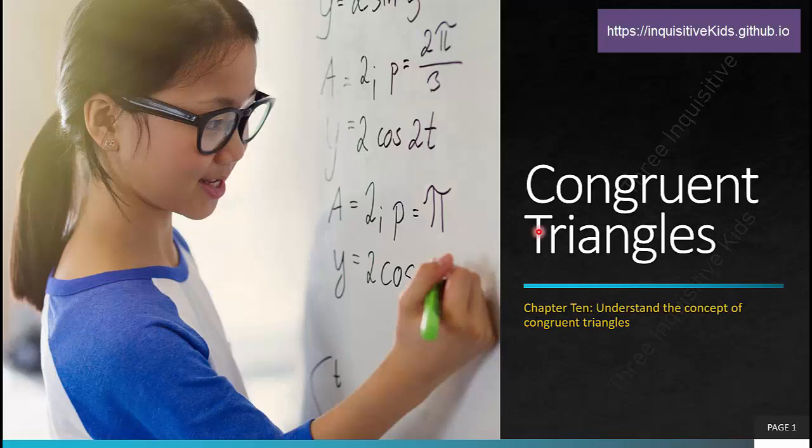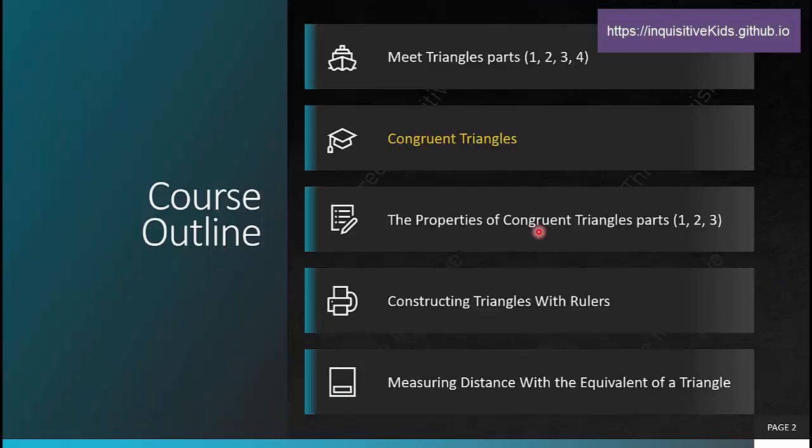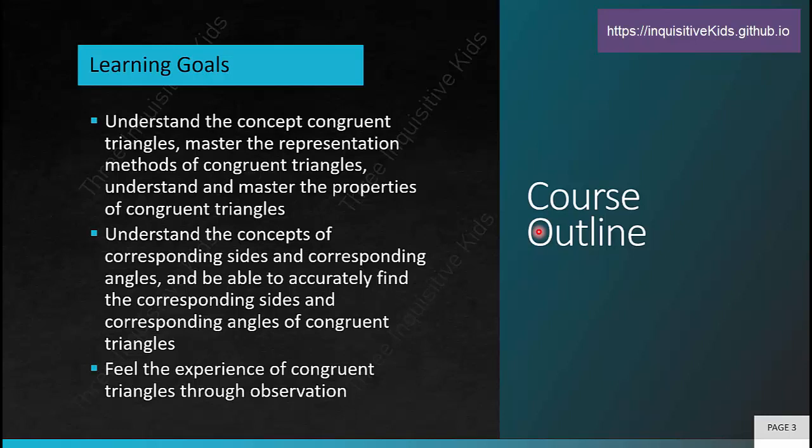So in this lesson, we are going to be learning all about congruent triangles. So, chapter 10, understand the concept of congruent triangles. This is lesson 2 following Meet Triangle parts 1, 2, 3, and 4. And the learning goals for today are to understand the concept of congruent triangles, master the representation methods of congruent triangles, as well as understand and master the properties of congruent triangles.